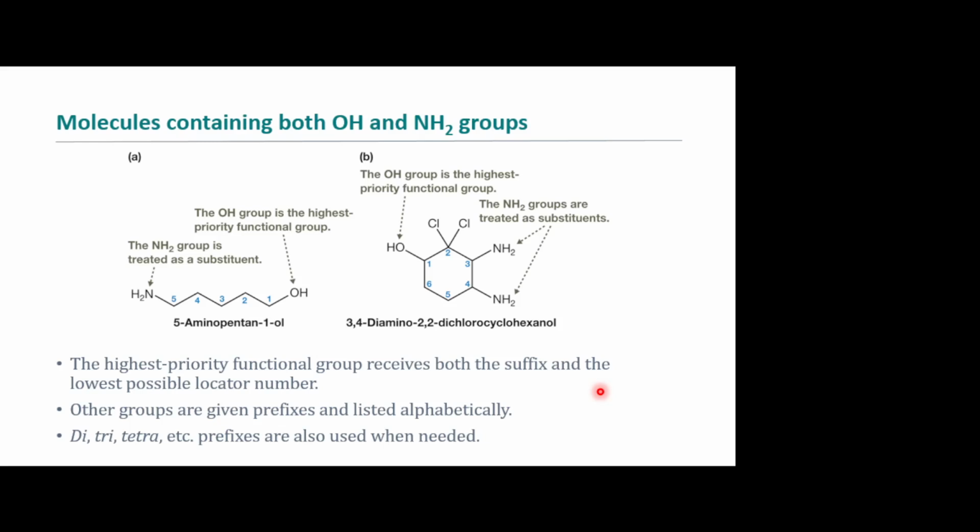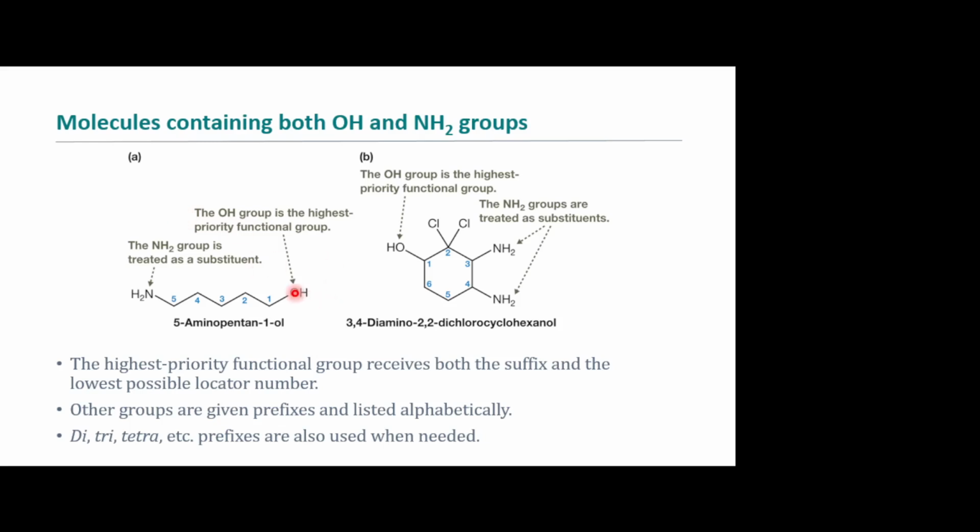Now, let's look at ones that have an alcohol and an amine. The highest priority functional group is going to receive both the suffix and the lowest possible indicator number, locant number. And the other groups are going to be given prefixes and listed in alphabetical order, just like all the other prefixes were. Okay. The di, tri, tetra prefixes are going to be used as well where they're needed. For example, if we had 2 alcohols, that would be a diol, right? Di for 2 alcohols. Okay.